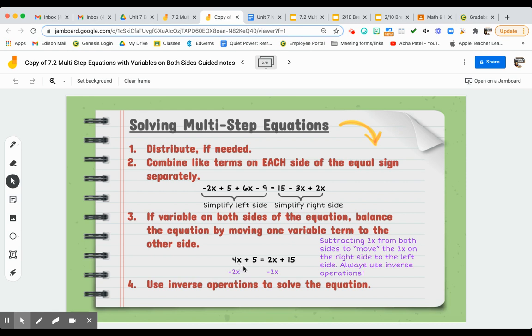Some students like to always keep the variable on the left side, and that is a personal preference. But I like to keep positives as much as possible. So you'll see that when I do example problems, what I mean by that, okay?